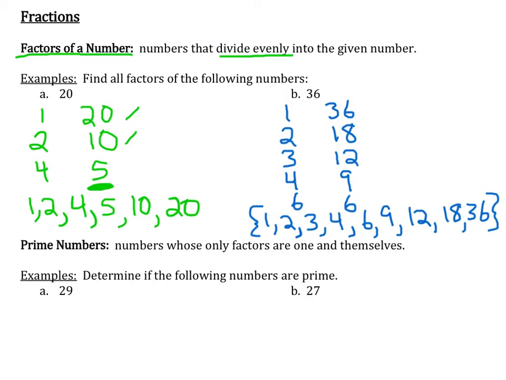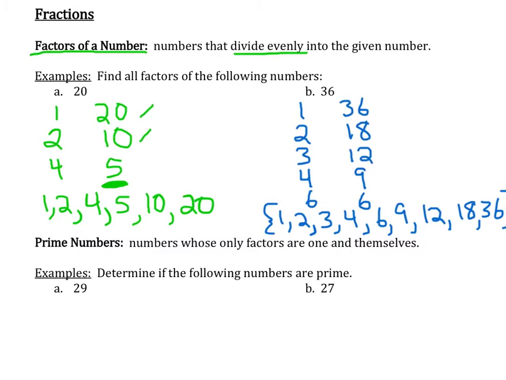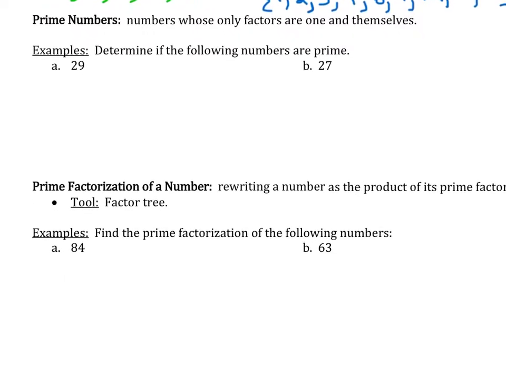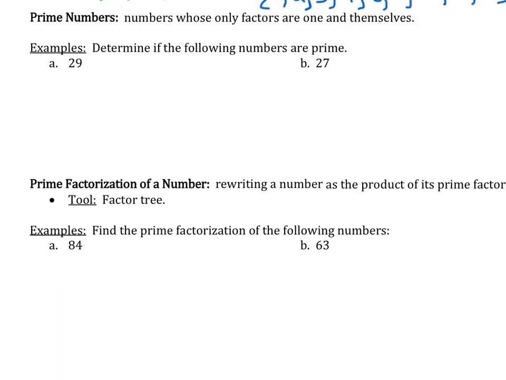Now that we know factors, the numbers that go evenly into the given number, we can talk about what we call prime numbers. Prime numbers are those numbers whose only factors are 1 and themselves. So if I try to find the factors of a number, it's only going to include 1 and itself. What we want to be able to do is determine if numbers are prime or not.